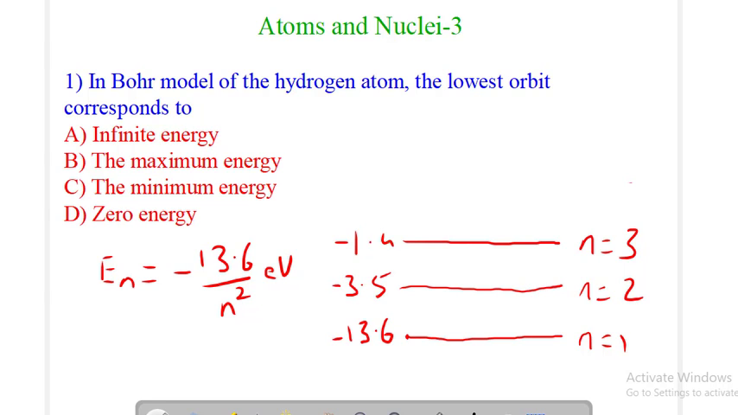So what happens as we go up, as we increase the orbit? The energy goes on increasing. Why increasing? Because we have the negative sign. Minus 13.6 in the second orbit becomes minus 3.5, so it has increased, because minus 3.5 is greater than minus 13.6 if we take negative numbers. And minus 1.4 is greater than minus 3.5, so the first orbit has the lowest energy. So the lowest orbit corresponds to the minimum energy, and as we go up, the energy increases.